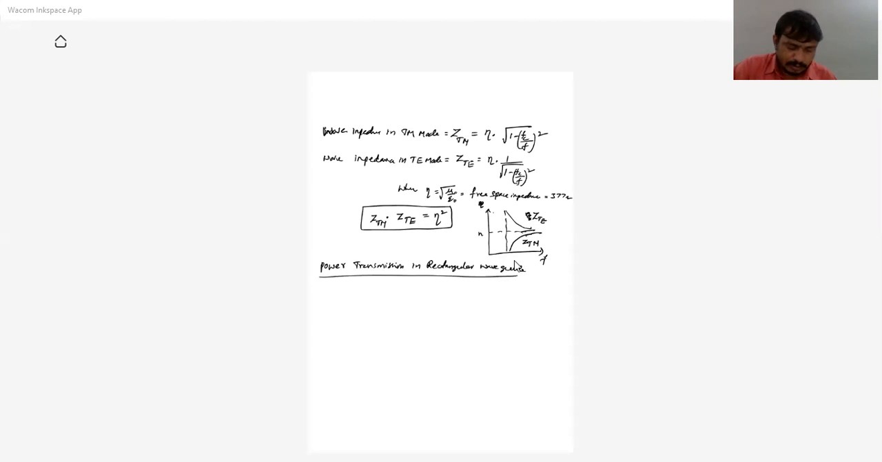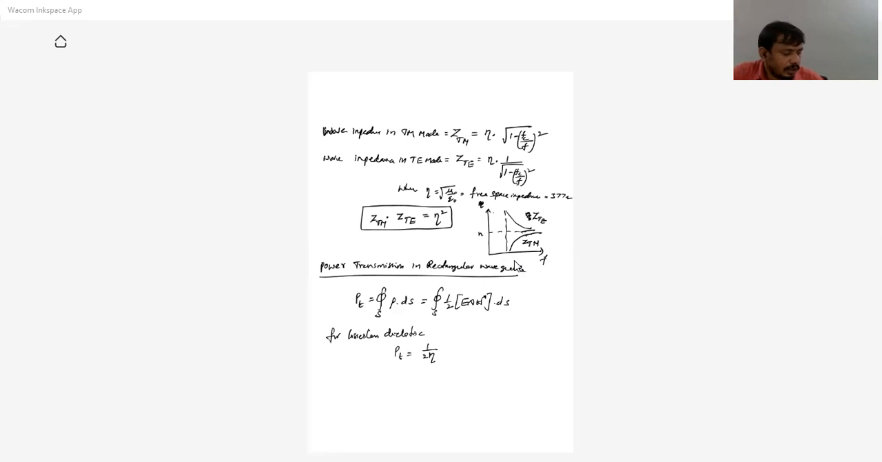Power transmission in the rectangular waveguide. By taking the Poynting vector, we can say the power transmission PT is equal to the surface integral of rho into ds, that is equal to the surface integral of, what is the Poynting vector? You can write half into E cross H into ds. So for a lossless dielectric, simply you can write PT is equal to 1 by 2 into eta.